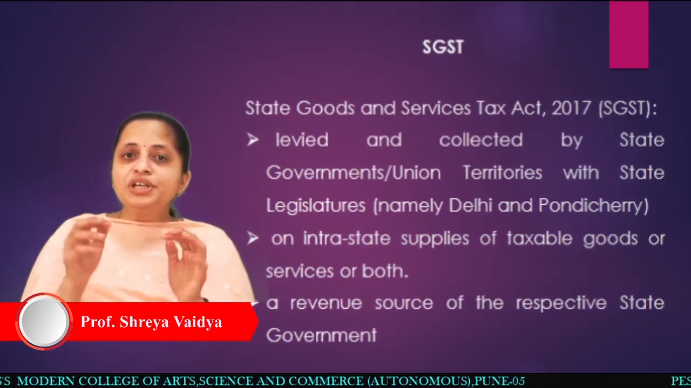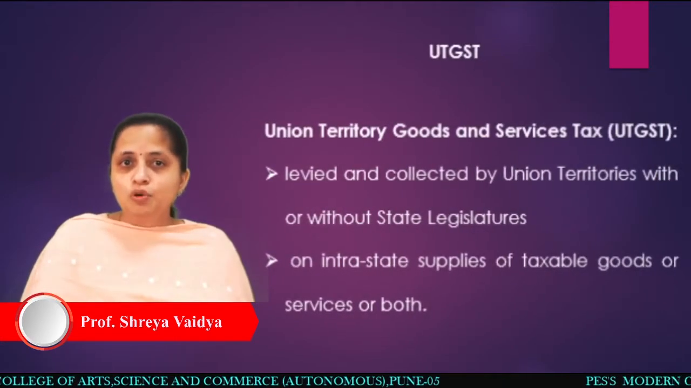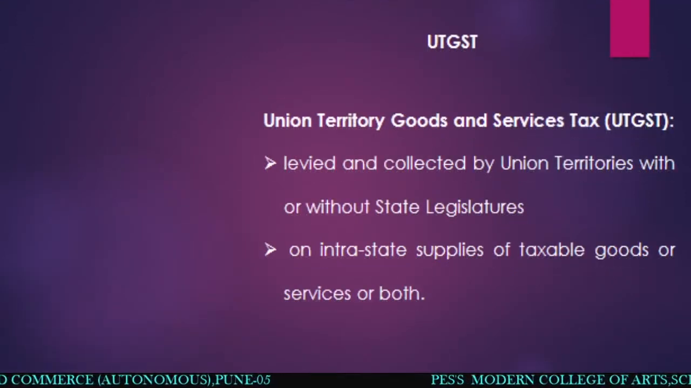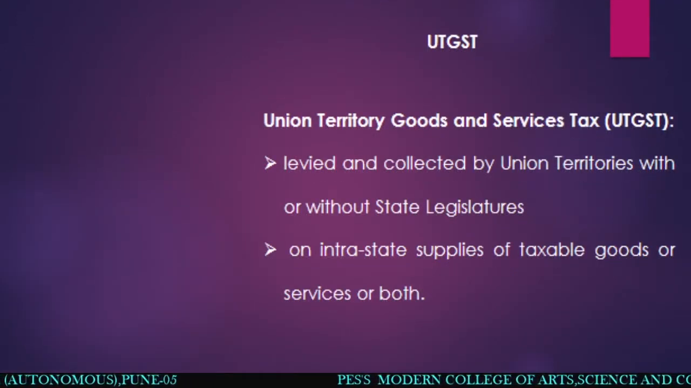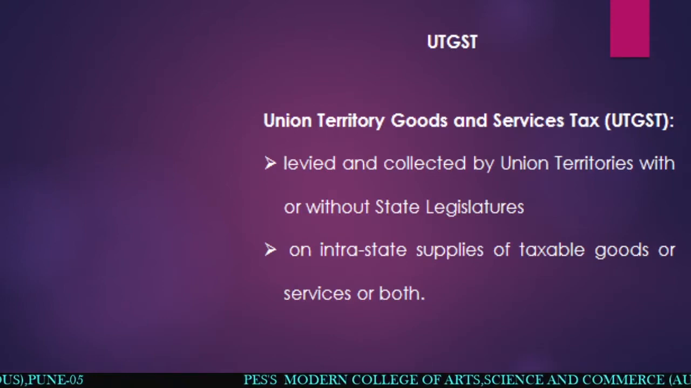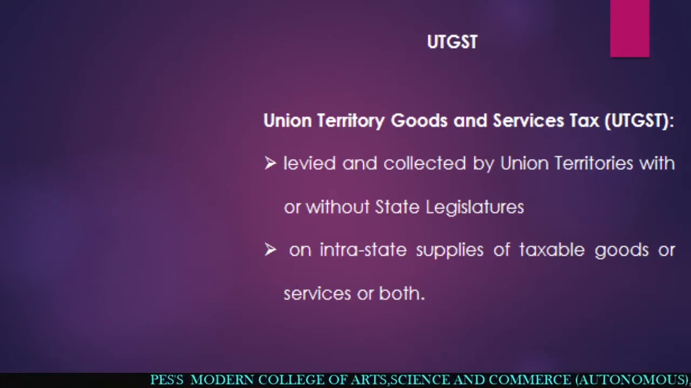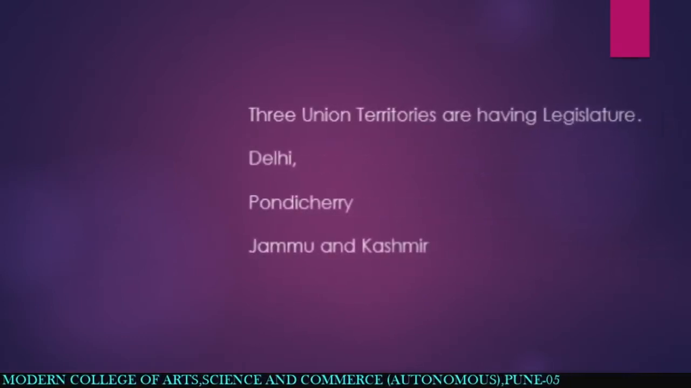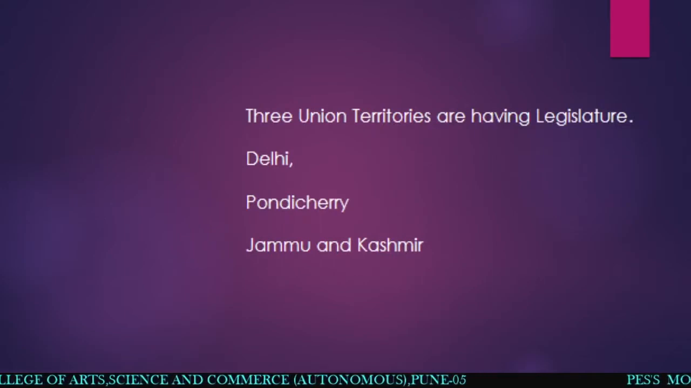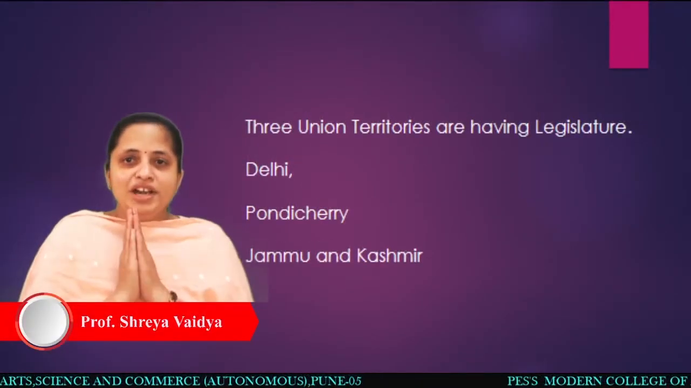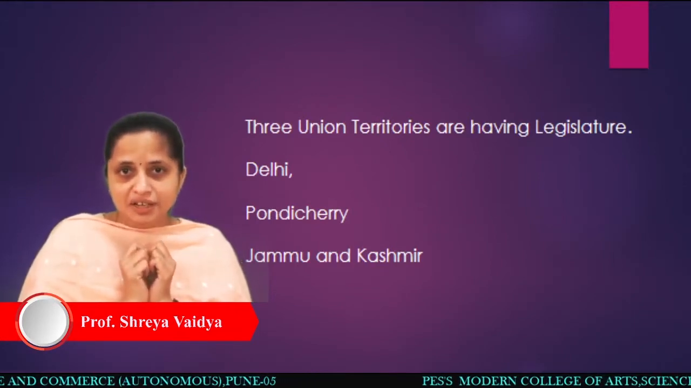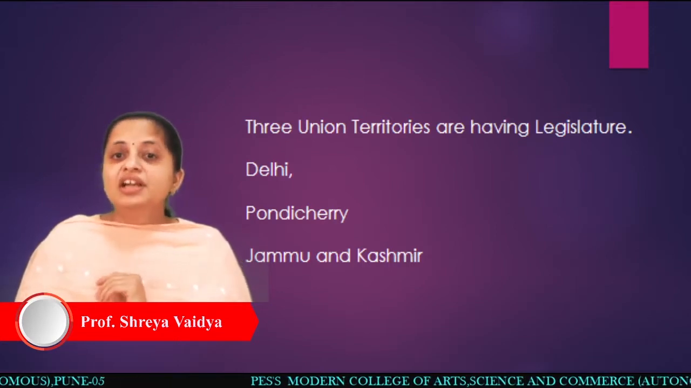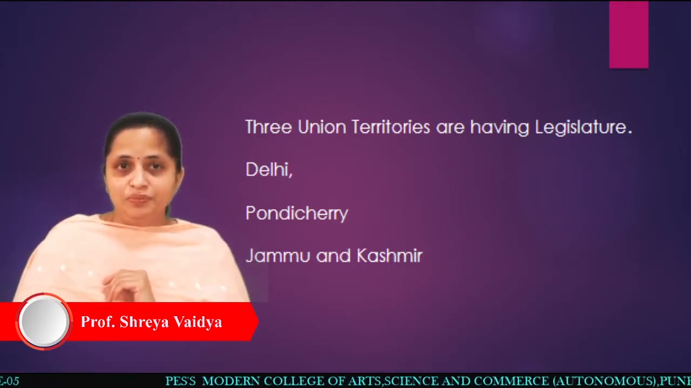Now come to the UTGST, that is Union Territory Goods and Services Tax. It is levied and collected by the union territories without state legislature on intrastate supplies of goods and services. Note that India is a union of states. The territory of India comprises the territories of states and union territories. Currently, there are 28 states and 8 union territories. Out of that, 3, that is Delhi, Pondicherry and Jammu and Kashmir, have a state legislature.